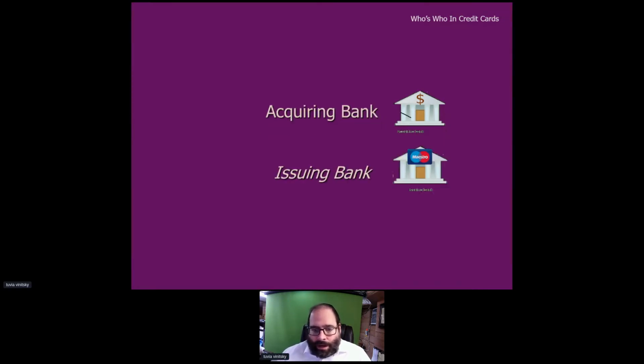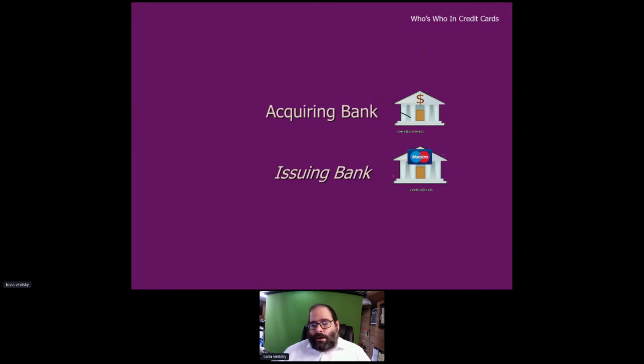The second part is what's called the issuing bank. The issuing bank we're more familiar with. If I get a MasterCard from Citibank and it says Citibank MasterCard on it, Citibank is the issuing bank. The issuing bank creates the cards, and it decides what the limits will be on the account. It decides how much the cardholder will be able to charge. It's responsible for the monthly statements.